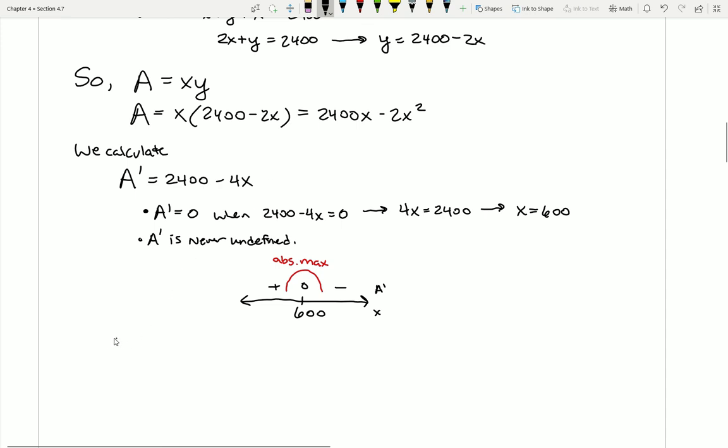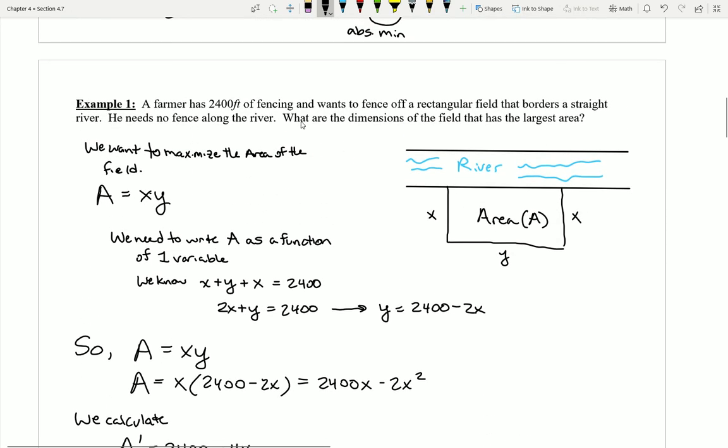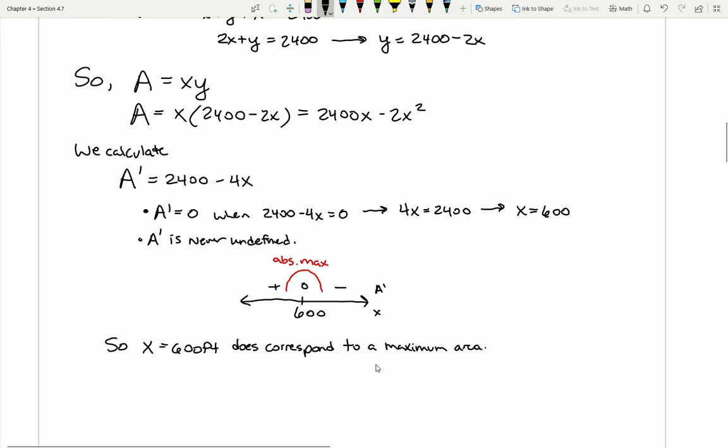And so I can see here that x equals 600 feet does correspond to a maximum area. It actually works, right? This is great. Now, I should notice here that I haven't quite answered the question, right? Because this question has said, what are the dimensions of the field with the largest area? So I know apparently if x is going to be 600, I get a maximum area. But I still need to figure out what y is.